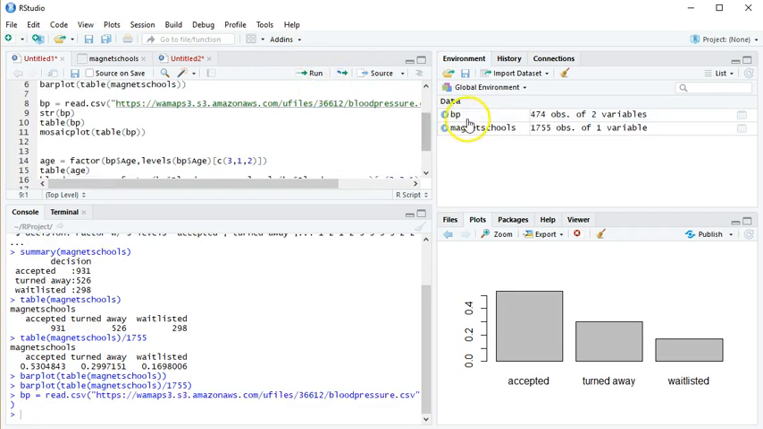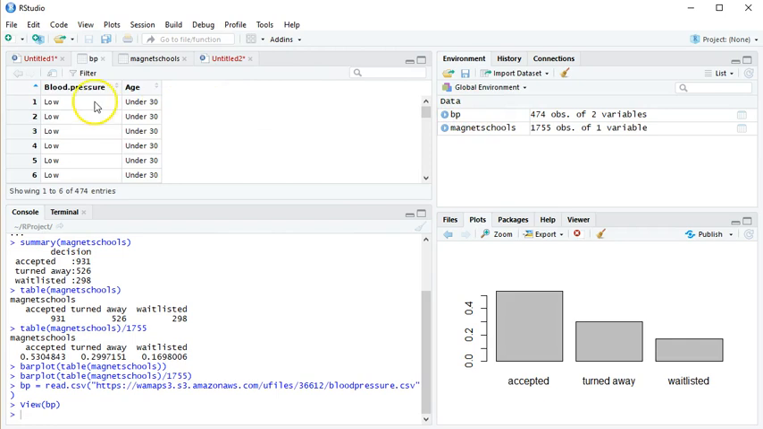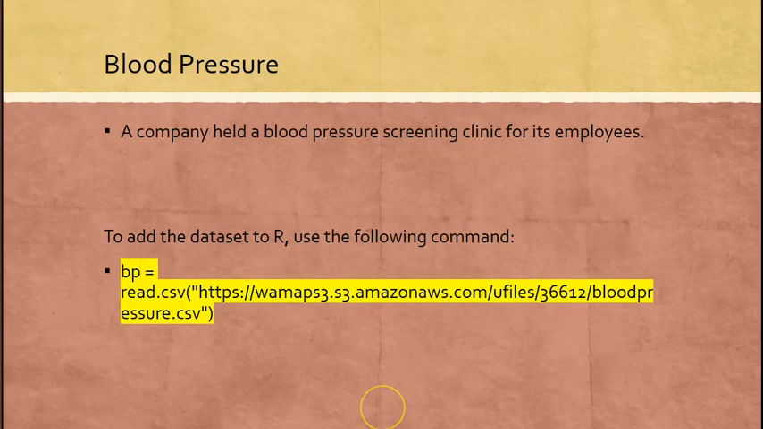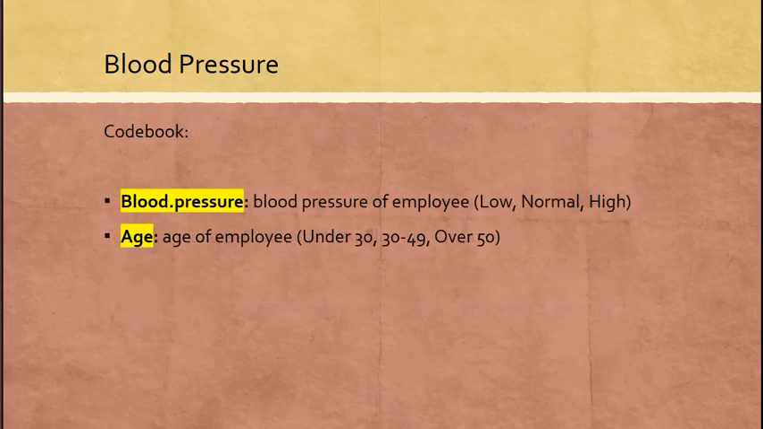And now you see BP, that's blood pressure, 474 observations, two variables. If I look at it, the two variables, one is the blood pressure, and the other is the age. Normally those would be numerical or quantitative variables. In this case, they're both set up in terms of categories. Blood pressure is either low, normal, or high, and the age is either under 30, between 30 and 49, or over 50.